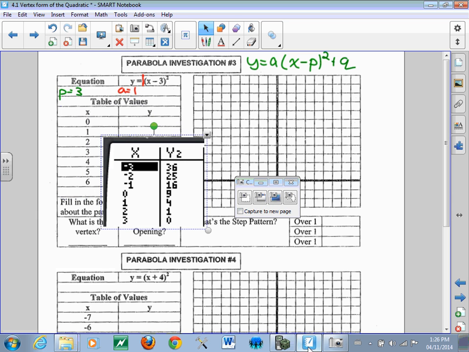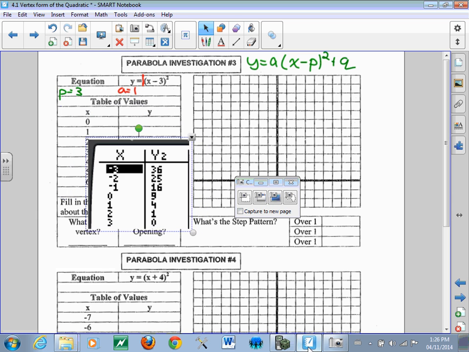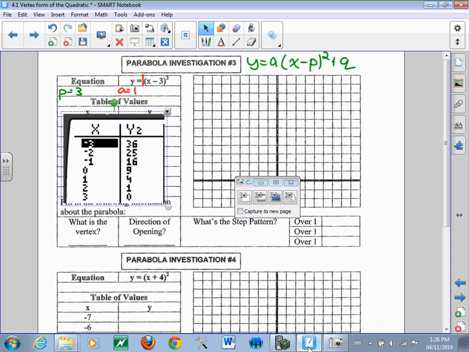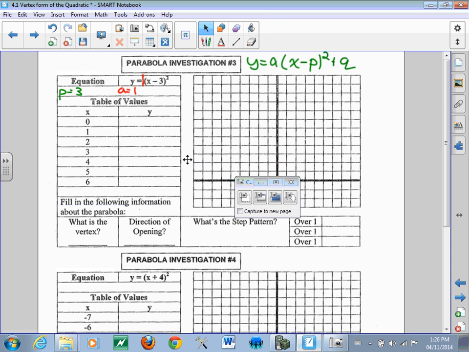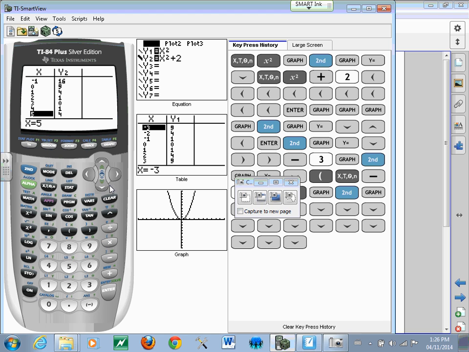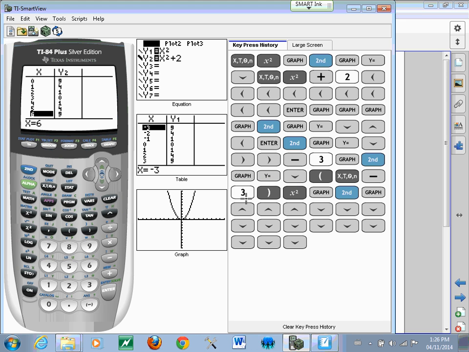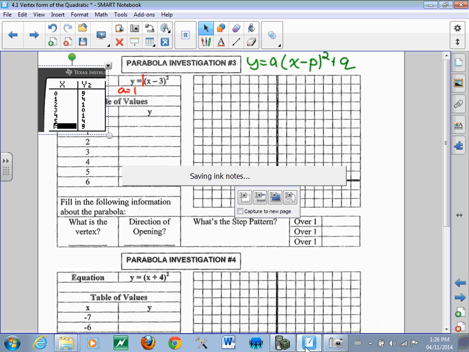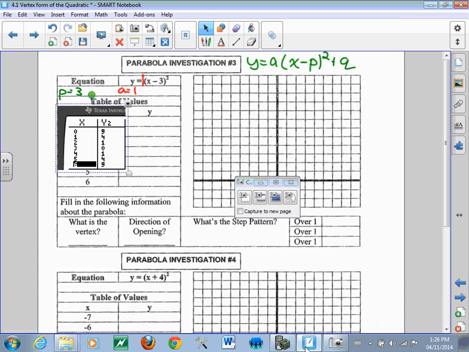However, I forgot to look at my ordered pairs where I should be starting. I should be starting at 0, not at -3. So I'm missing some of them. So I'm actually going to delete that one, go back to my graph, and I'll show you how to fix that. I'm going to go down until I get 0 at the top where I wanted it. Now I got the data that I wanted. So I'm going to now select it and bring that in.